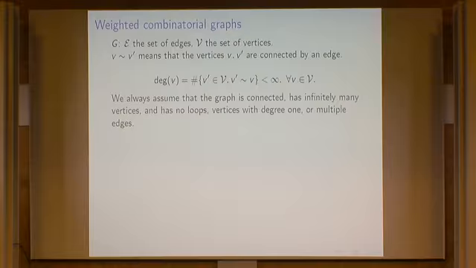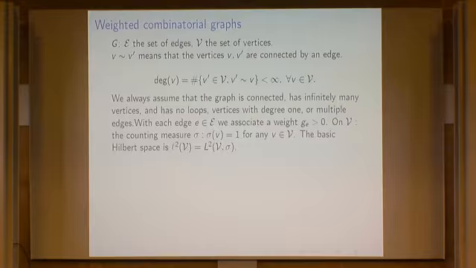We always suppose, it's not that important, but it's convenient, that the graph is connected, has infinitely many vertices, and has no loops, no vertices with degree 1 or multiple edges. What does it mean? So this is a loop, so the starting and ending point of some edge is the same. This is the case of degree 1, so we can get here no other vertices. And multiple edges, that there are several edges which connect the same pair of vertices. So all these three cases we drop.